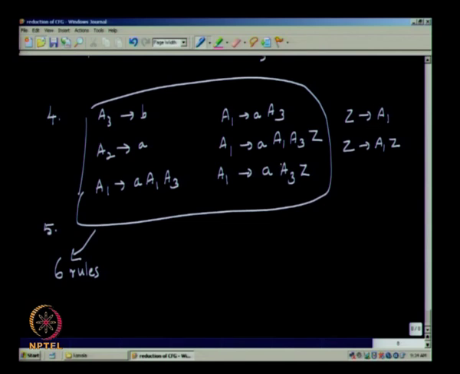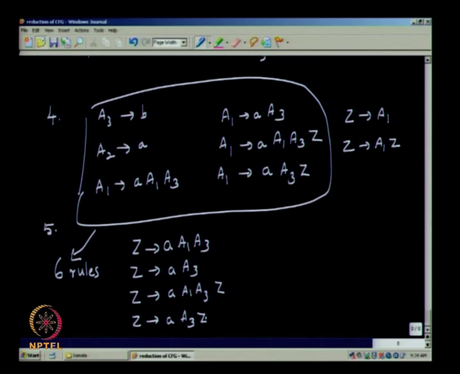So, Z goes to, instead of A1 use these right hand sides. Z goes to A1 Z, instead of A1 use these right hand sides. So, you will get Z goes to A, A1, A3, Z goes to A, A3, Z goes to A, A1, A3, Z, Z goes to A, A3, Z. Now for this rule if you do the same thing you will get Z goes to A1, A3, Z, Z goes to A3, Z, Z goes to A1, A3, Z. For this A1 I am substituting all these 4 right hand sides.